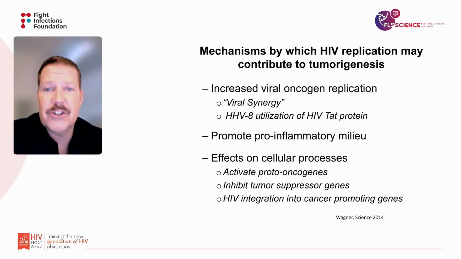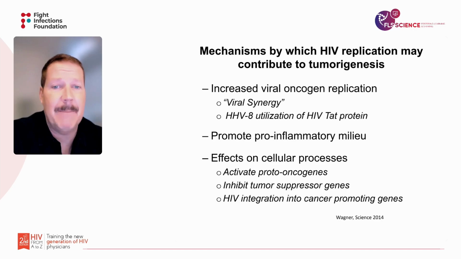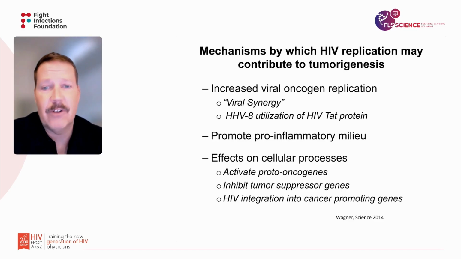HIV may also promote a pro-inflammatory milieu in the environment or the tumor microenvironment, and this inflammation may contribute to the development of cancer. And there may be some ways in which HIV affects cellular processes by activating oncogenes in cells, inhibiting tumor suppressor genes, and there is increasing data suggesting that HIV can integrate into some cancer-promoting genes as well.